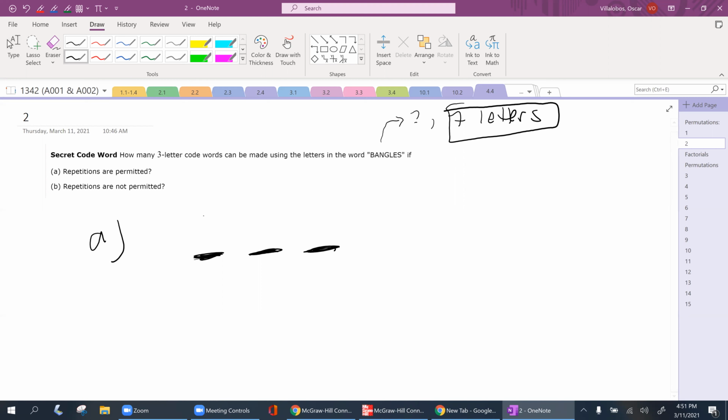All right. So this means that I'm going to start at 7, and I'm going to multiply this with 7, and I'm going to multiply this with 7. All right. In other words, this is just 7 cubed, right? And this is going to be 343.